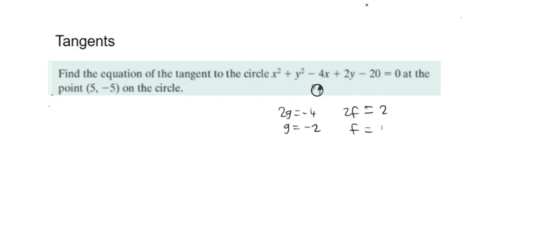So therefore our centre is minus g, minus f. I'm just getting that from the log tables. So therefore our centre is the point 2, minus 1. So our centre of our circle is the point 2, minus 1.